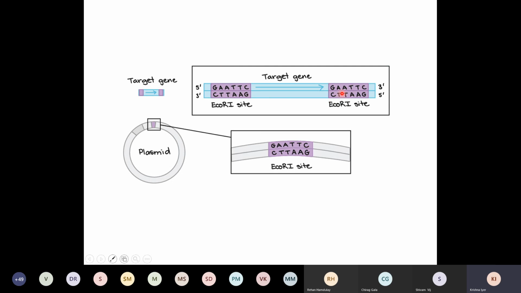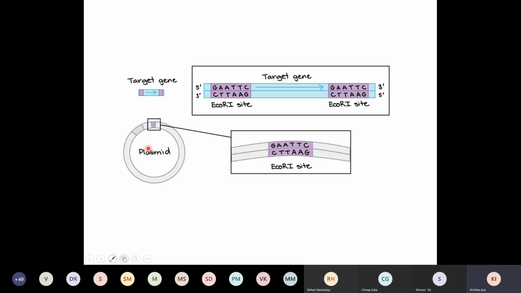GAATTC and GAATTC. Which means that if I take this target gene and treat it with EcoRI, I'll get one cut here, another cut here, which is between G and A, one more cut here, and another cut here. So whatever be the length of this DNA, I will generate this small piece, which is my target gene, flanked by two sticky ends, which are generated because of E. coli cutting.